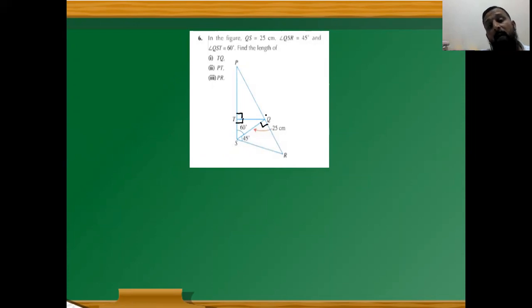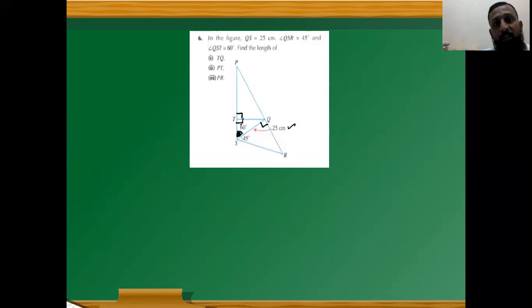So you need to take each triangle and you will be applying the trigonometrical functions to get the unknowns. Now, in the figure, QS is 25. Can you see it in the figure? It is over here. Angle QSR is 45 degrees, that is also given to you. Angle QST is 60 degrees, you can see it over here. This is a 60-degree angle.